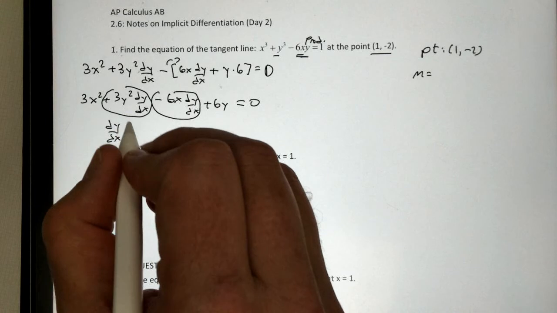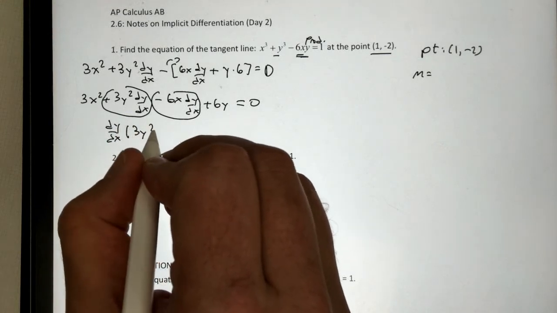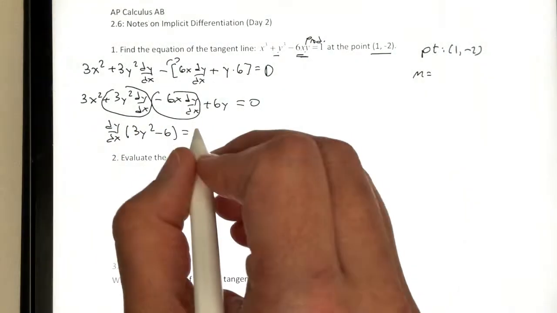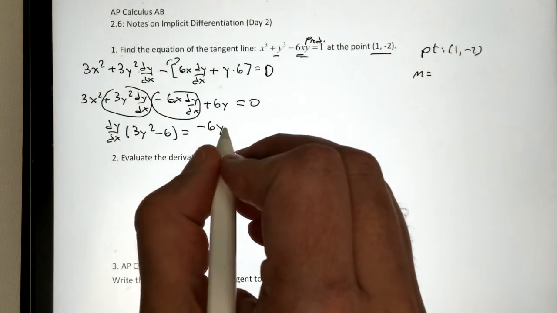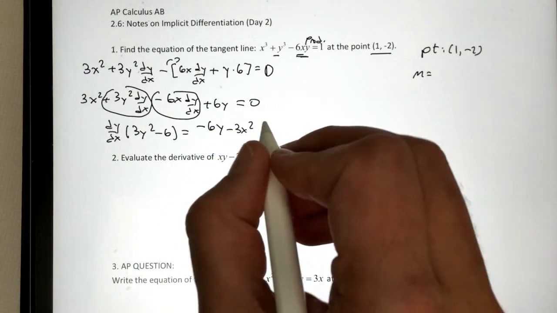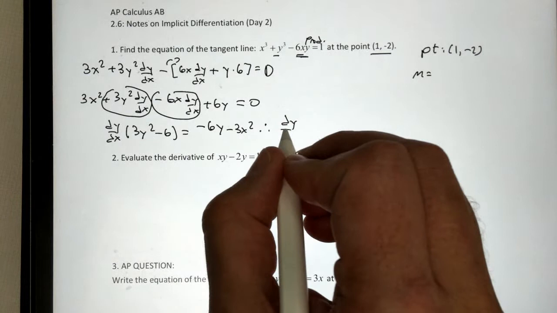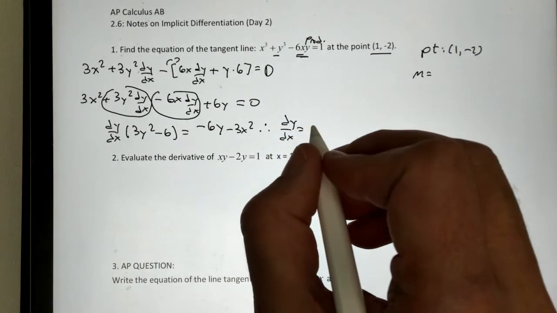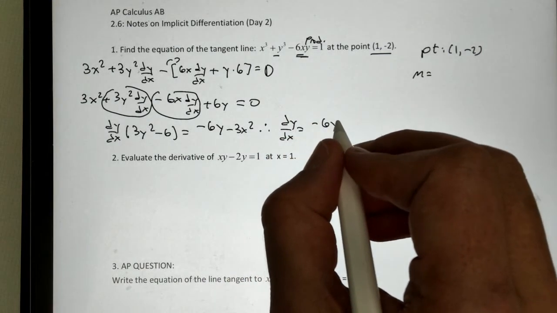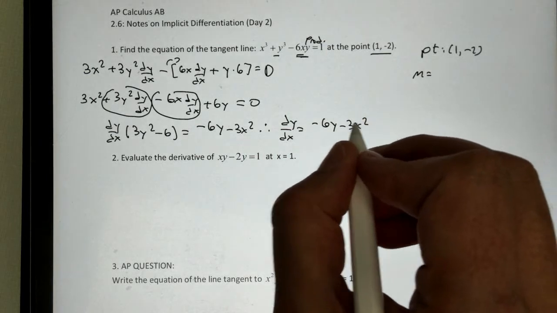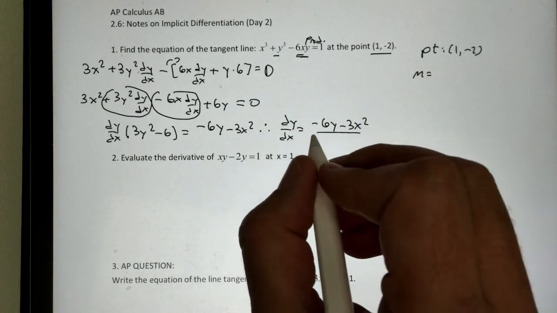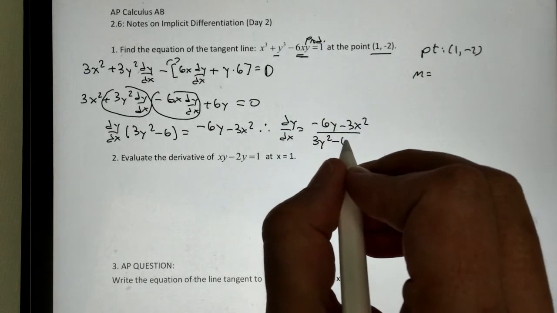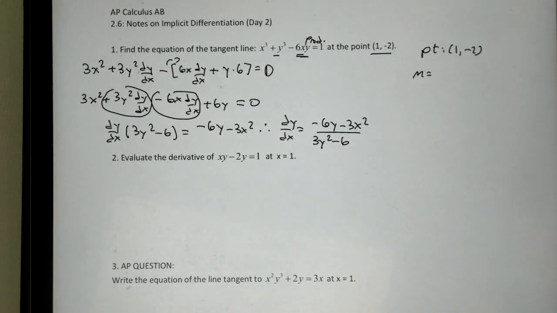And factor it out. We get 3y squared minus 6x, and that's going to equal this negative 6y minus 3x squared. Therefore, my derivative, ran out of room here, is going to be negative 6y minus 3x squared over 3y squared minus 6x. And there's my derivative. Wow, that's a lot of work just to get the slope here, right?